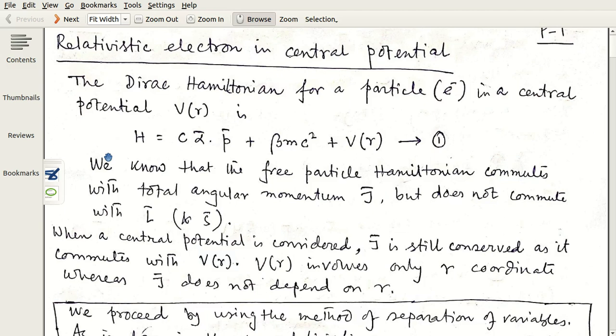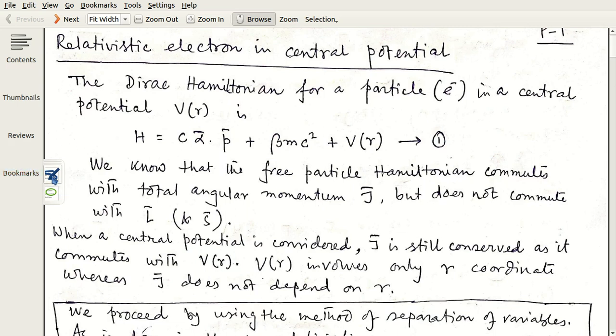Dear students, today's topic is relativistic electron in a central potential. In our previous classes, we have discussed the solution of the Dirac equation in the case of a free electron, when the particle was free. And now in this class, we will develop the approach to solve the Dirac equation when a particle is placed in a central potential.